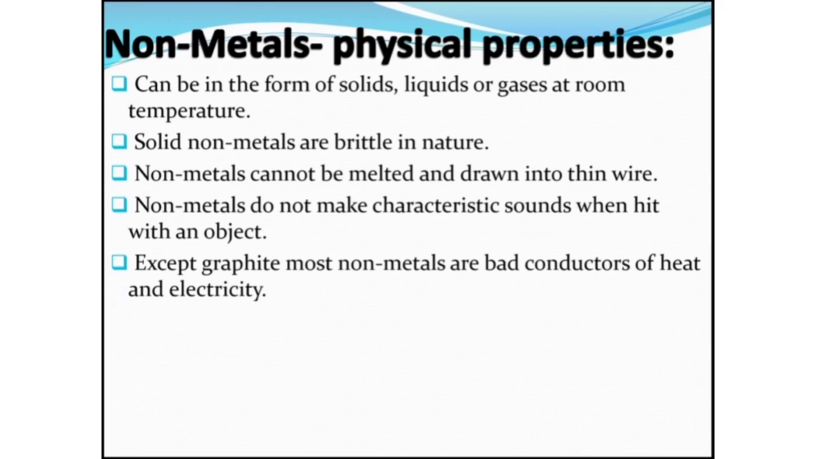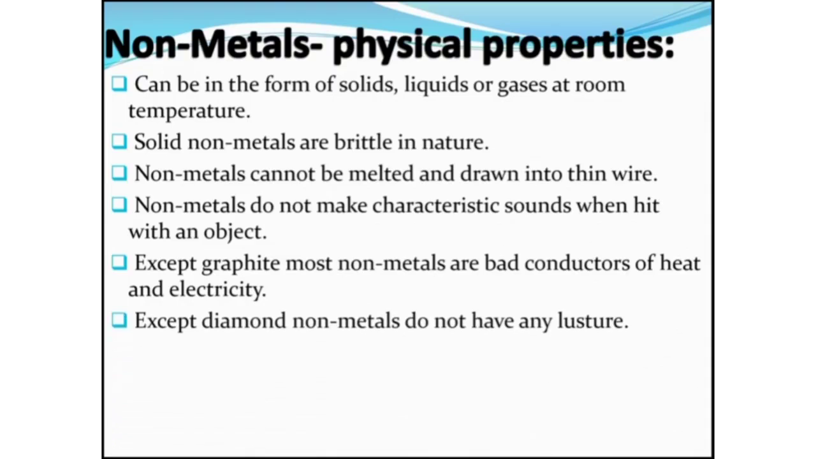Except graphite, most non-metals are bad conductors; graphite is a good conductor and it is a non-metal. Diamond has a lustrous property, and the remaining non-metals do not have a lustrous, shiny appearance. Non-metals have low density.